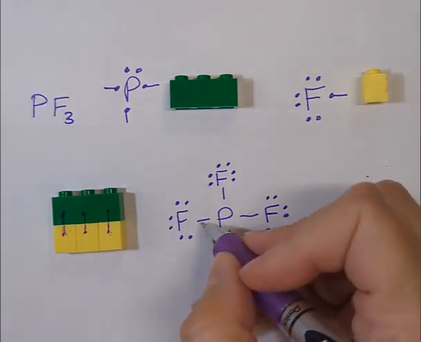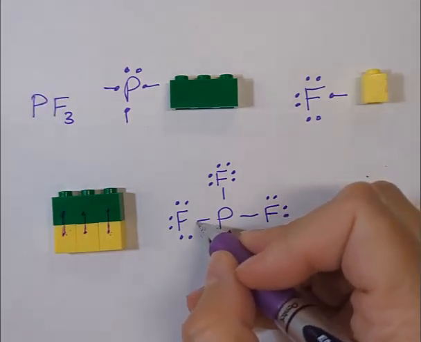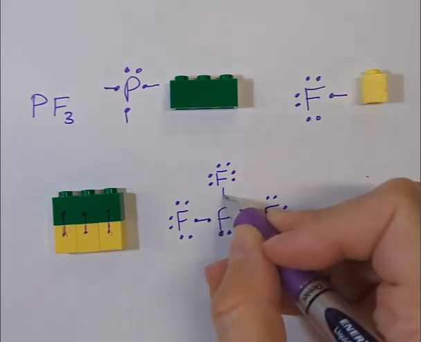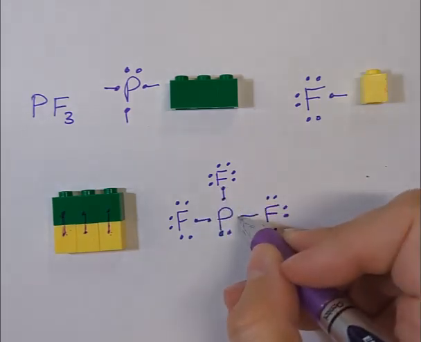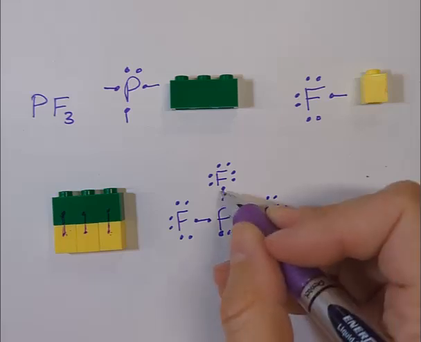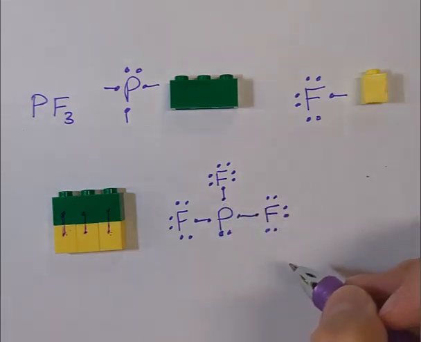And then just as a little reminder, although we usually do just draw them as lines, it can be helpful sometimes to draw them almost as little barbells to remember that each line is a shared pair of electrons.